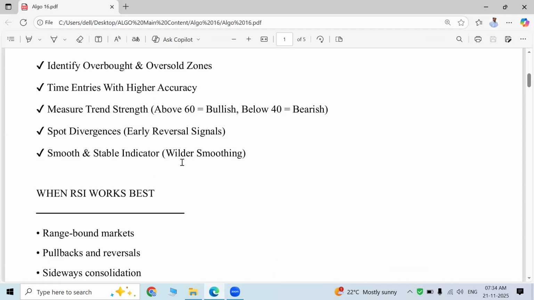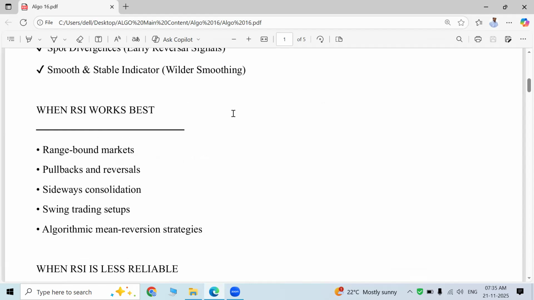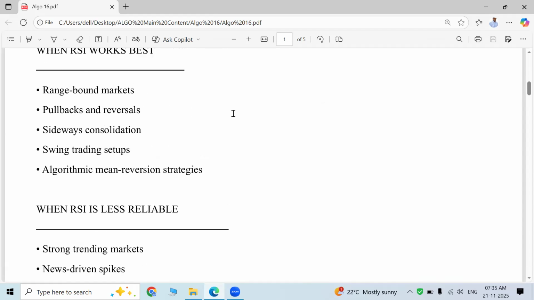It also measures the trend, like bullish or bearish. Above 60, you can play a bullish trend up to 70 or 80, and below 40, down to 20 or 30, you can play a bearish trend also. It helps in divergence also, and it is considered a smooth and stable indicator. So we are going to understand how the Wilder smoothing is going to happen with this, and I'm going to show you the actual algo in a simulation also.